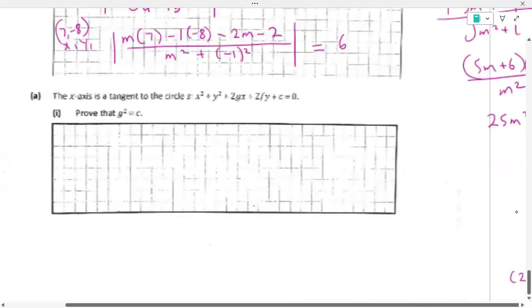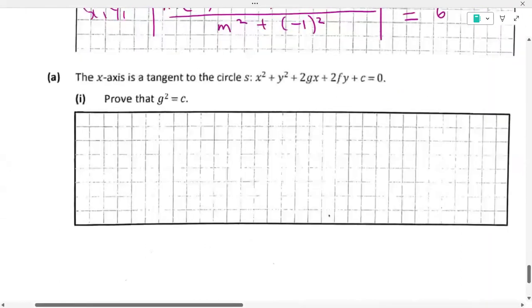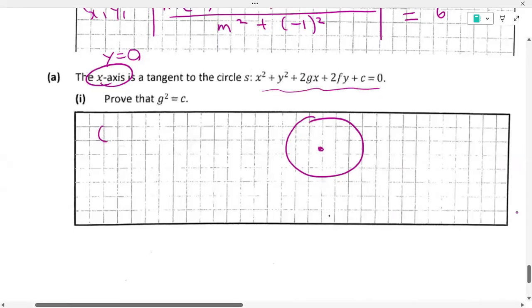Very last part in the test, the x-axis is a tangent to this circle. Prove the following. Now, any mention of x-axis, y is 0. So if you imagine that we want some sort of a point on the x-axis, if you think about that point, so let's think of the circle first. So this doesn't have any numbers, so the center is just minus g, minus f. So if you think of a point being a tangent to this, it's on the x-axis, so it's going to be minus g, 0. Because the y part has to be 0.